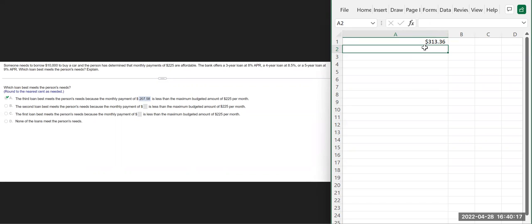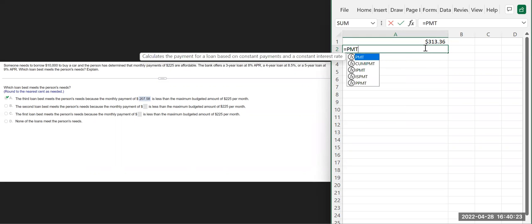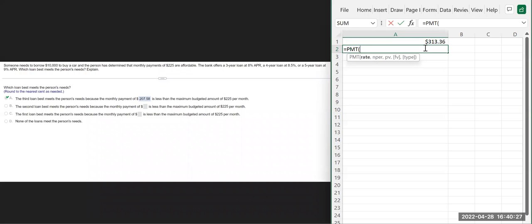So we have to look at what bank B is offering and what the payment will be. So we look at equal sign PMT. Now the APR for the second bank is 0.085. We divide that by 12, comma. The number of payments will be 12 times 4 because this bank is offering 4 years. And then minus the loan amount of 10,000. And then we close the parentheses. So bank B says that at that rate, you have to pay 246.48 a month. That's still outside the budget.